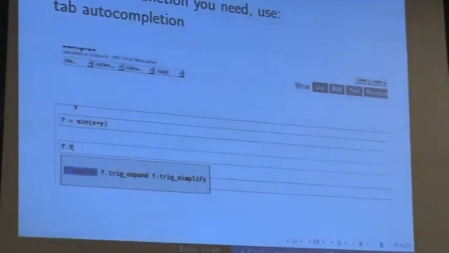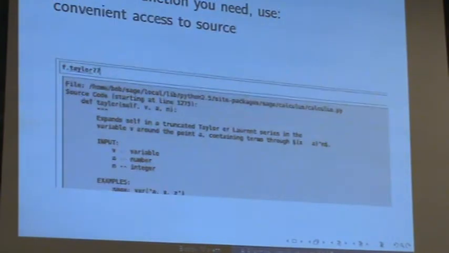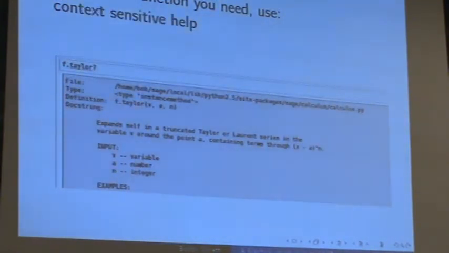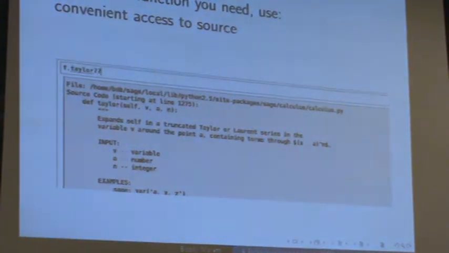If you want to find documentation, you can type something and then hit tab, and it will show you all the completions. To get help, you press question mark, press tab, and it will show you all the documentation for that function. And you can get the source code really easily by hitting question mark twice.